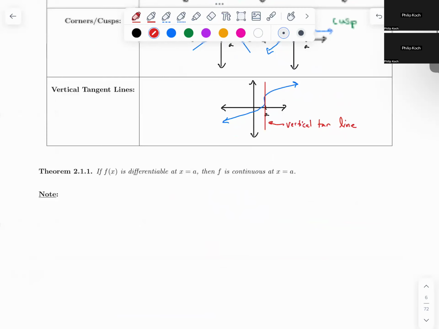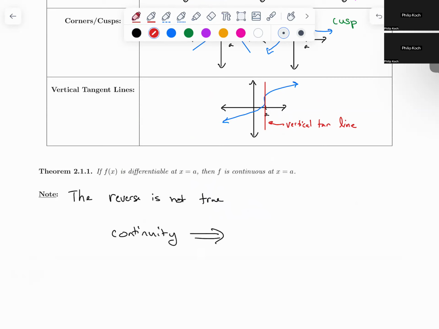Next thing is a theorem, an important little thing that says, if your function is differentiable, then it is automatically continuous. So if you know you're differentiable, you're automatically continuous. Note the reverse is not true. If I want to bust out some philosophy of logic terminology, I would say the converse, not like the shoe, but this. So the reverse is not true. Continuity does not imply differentiability.